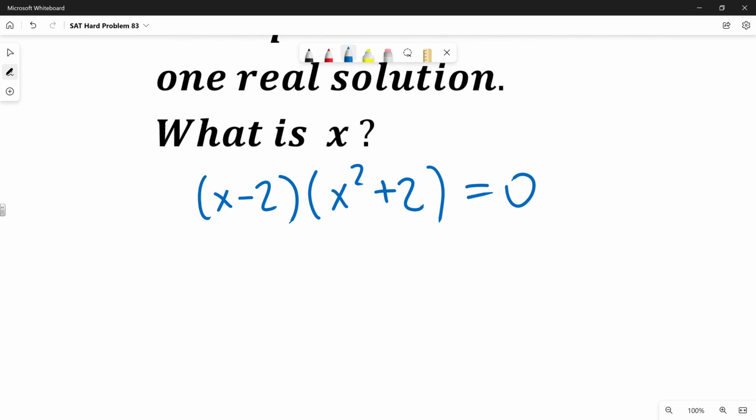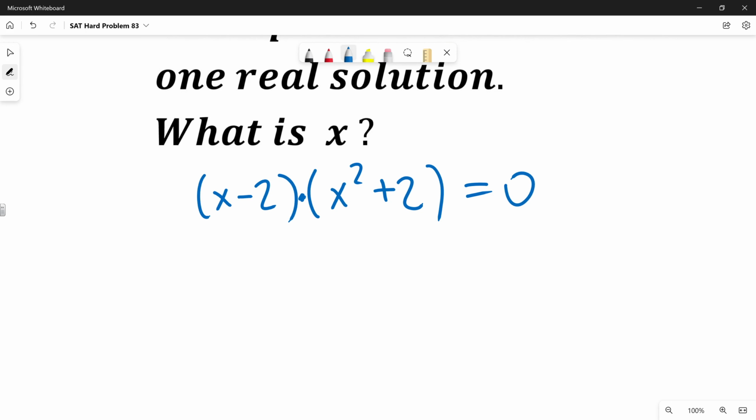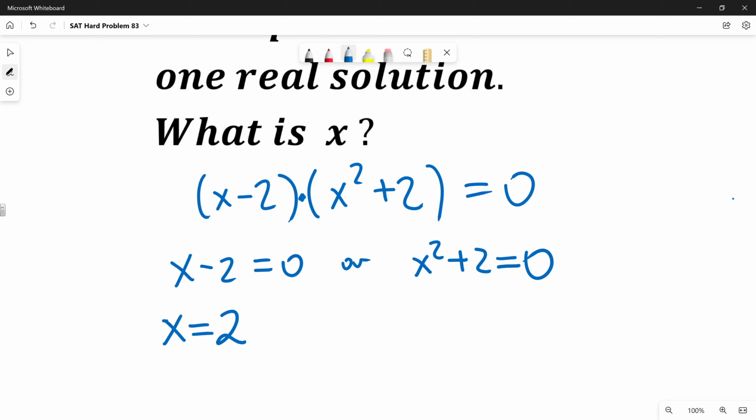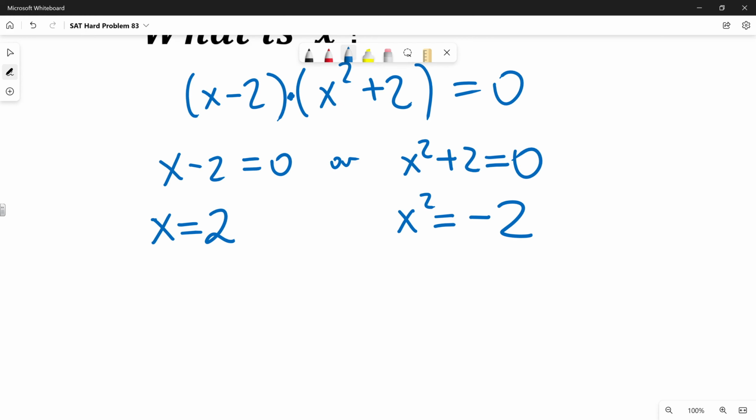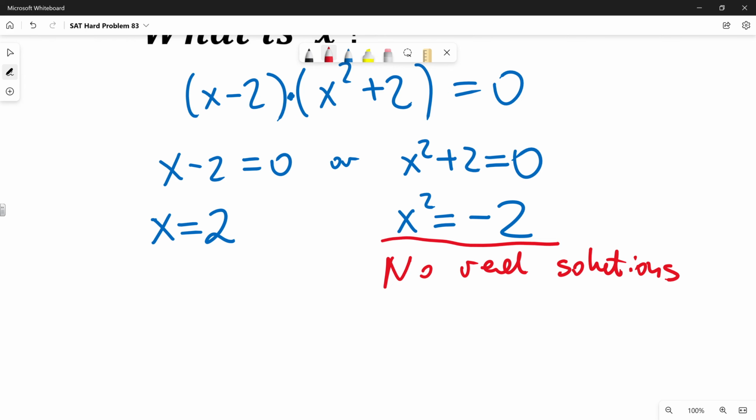Now I multiply two things to get 0. So x minus 2 is 0, or x squared plus 2 is 0. So x will be equal to 2, or x squared is equal to negative 2. For this equation, there are no real solutions. When I square a real number, I have a positive number. So for this equation, I will have two imaginary solutions.